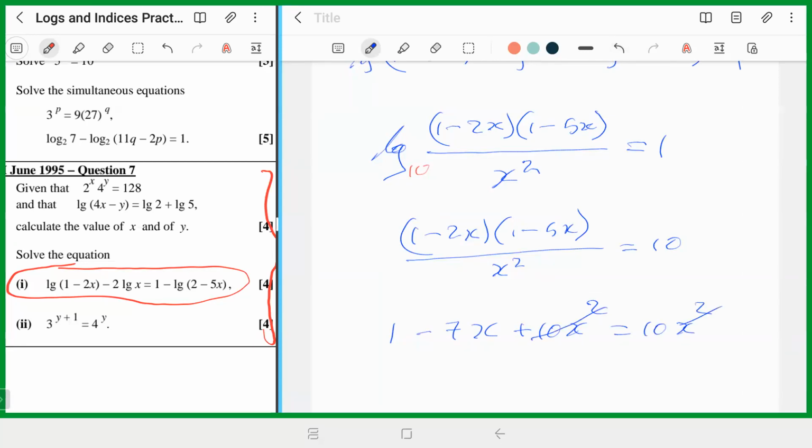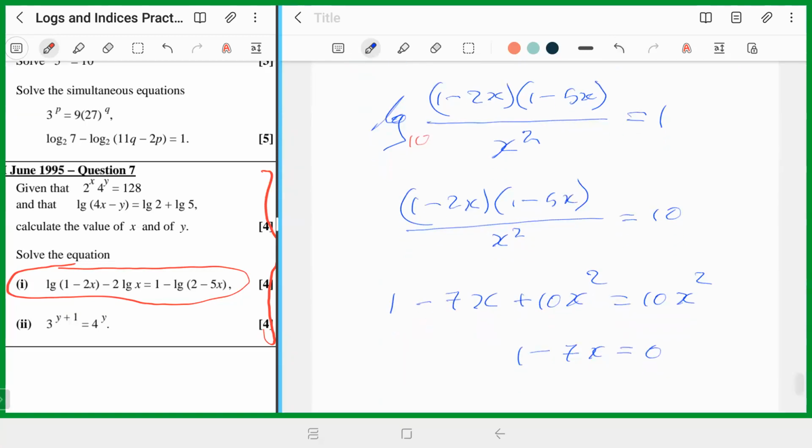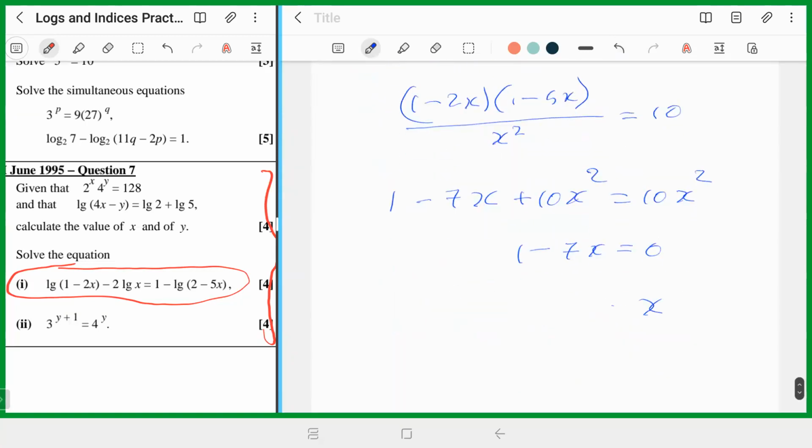And so they eliminate each other. So I end up getting 1 minus 7x equals 0. Carry this over here to make it positive, and then divide by the 7. So x equals 1 over 7. That is it.